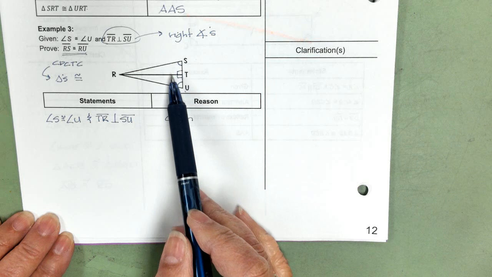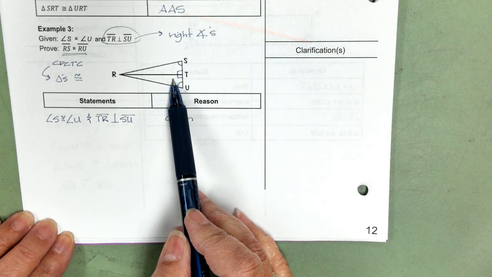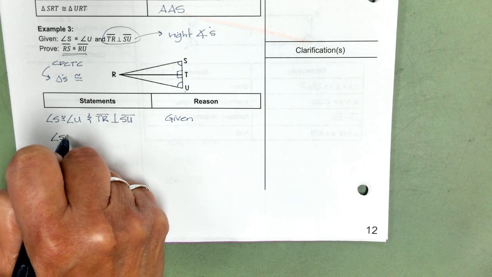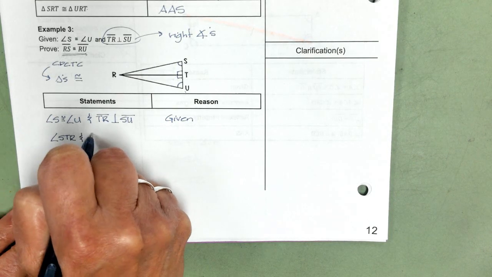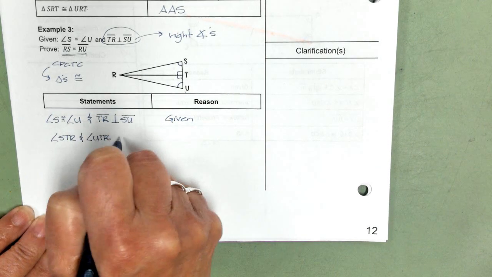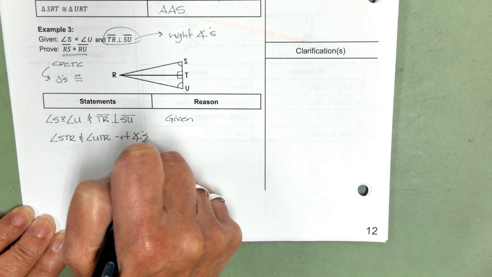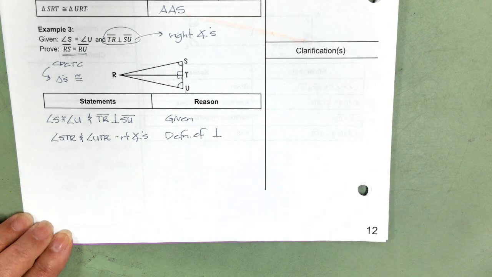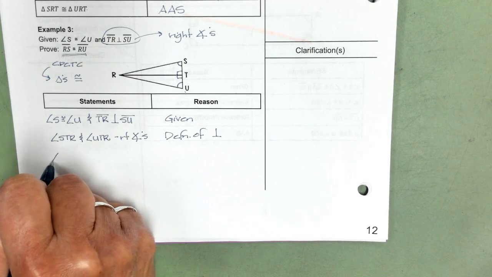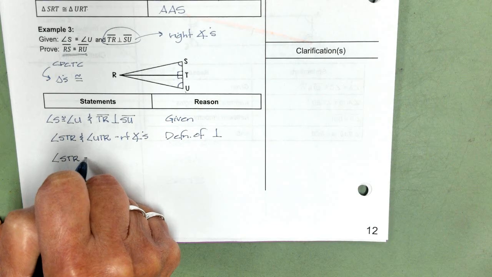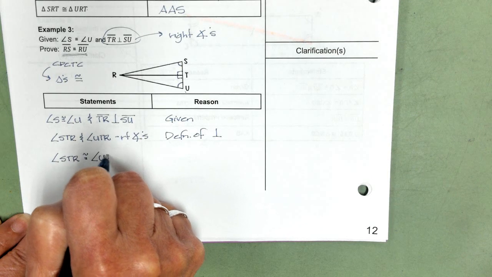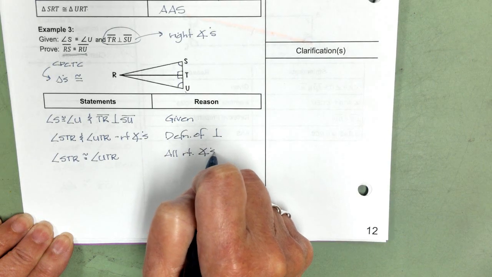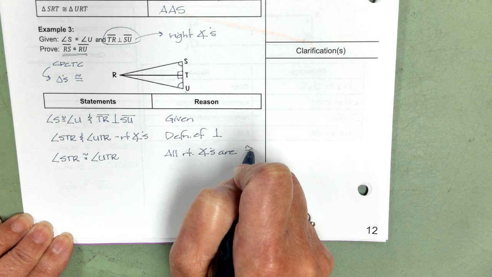Now, we can still take advantage that we have right angles because we also know that all right angles are congruent. So I can go ahead and state that angle STR and angle UTR are right angles. And this is based off of definition of perpendicular. Now I can say that angle STR is congruent to angle UTR because all right angles are congruent.